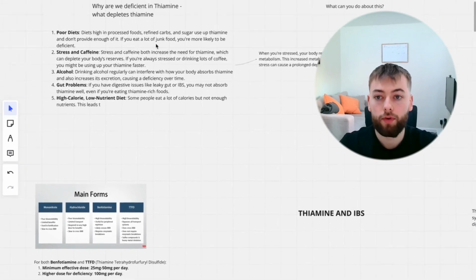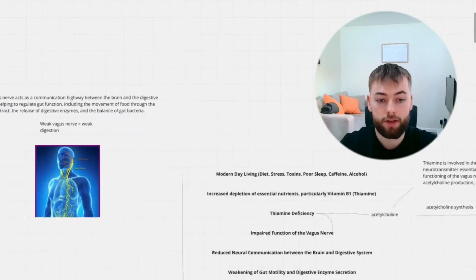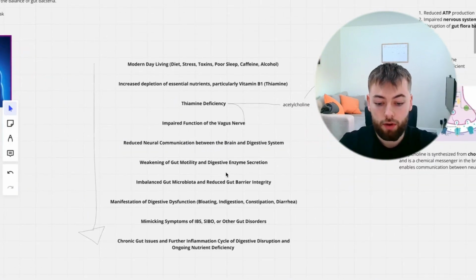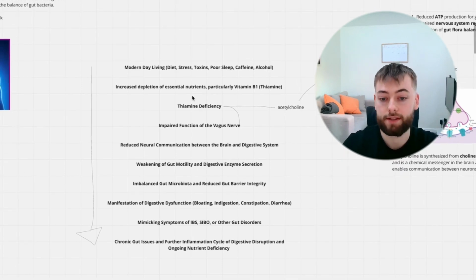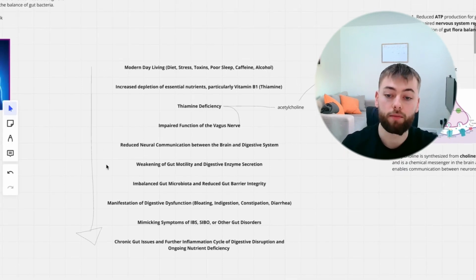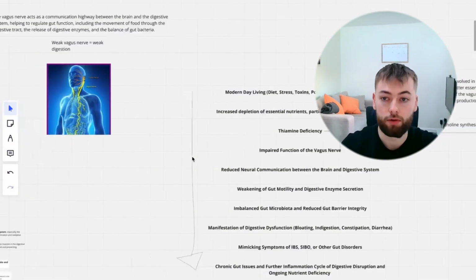So first, let's do this bit first. This is the flow diagram that I'm going to talk about, which shows how thiamine deficiency can affect us, what causes thiamine deficiency, why it might not show up in tests, these things. And I think this flow diagram really captures the issues that we're struggling with in the modern day.